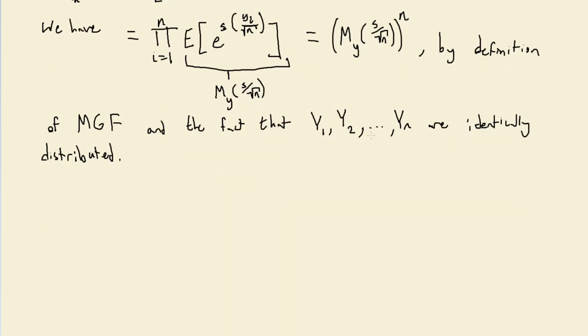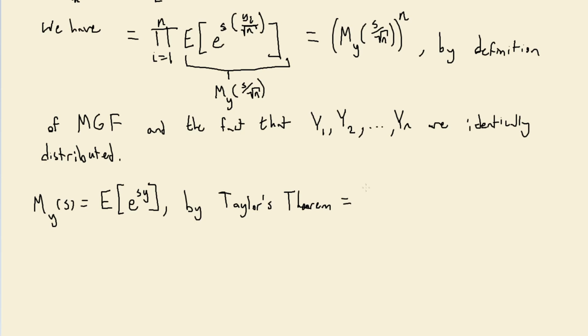In the definition of the moment generating function, as we previously utilized it, the moment generating function for y is just the expected value of e to the sy. Now, we could expand this out by Taylor's theorem. If we expand out that exponential, then this becomes equal to the expected value of 1 plus sy plus s squared y squared over 2 factorial, and then this pattern will proceed.